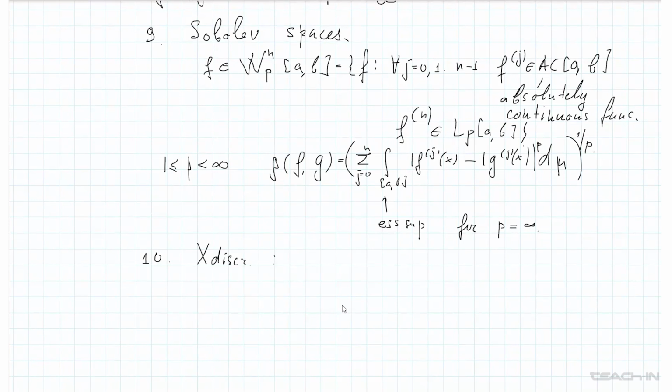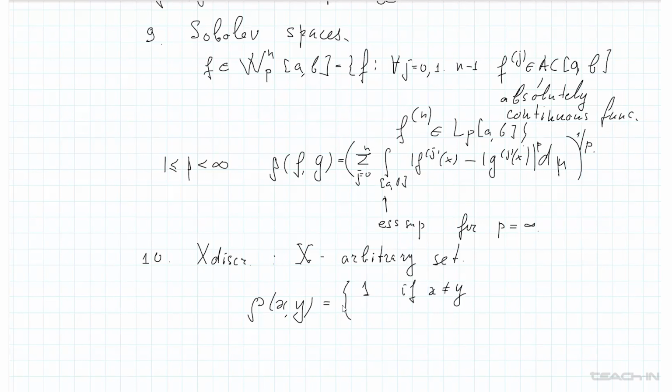What is the discrete metric space? X is an arbitrary set, and the metric is very simple. It arises from a discrete topology: 1 if x is not equal to y, and 0 if x equals y. Is it clear that it is indeed a metric?